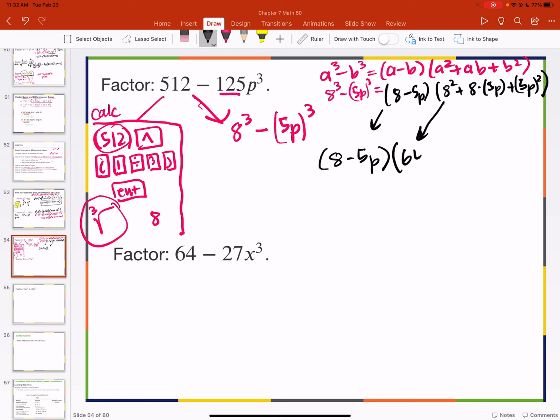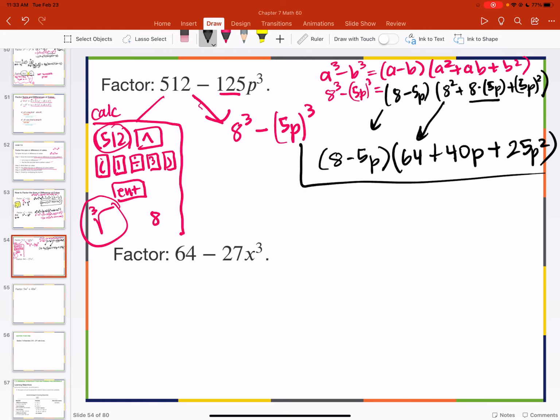So 64 plus, now 8 times 5p is going to be 40p, plus 25p squared. So then that's it for this problem.